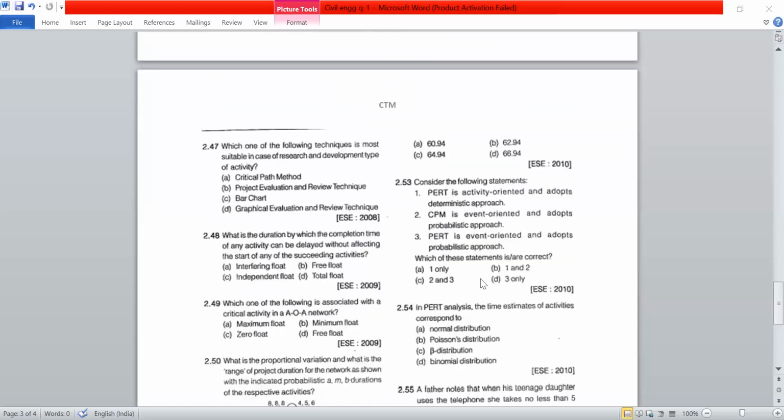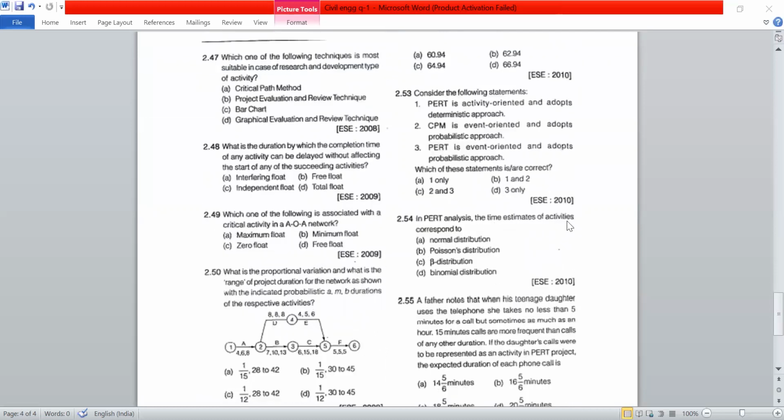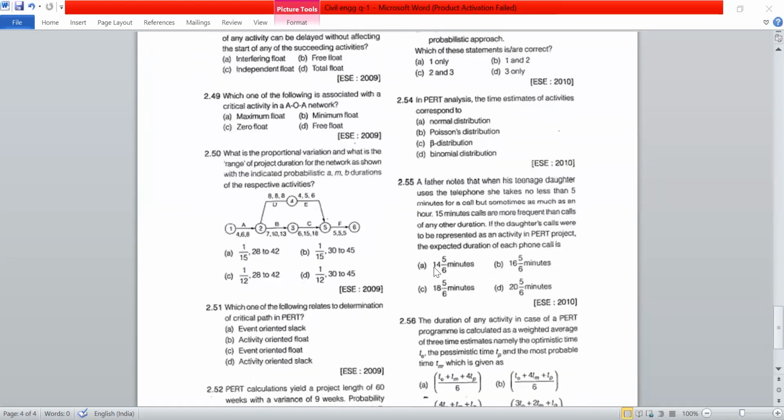Consider the following statements. Which of these statements are correct? So the right answer is only 3 is correct answer. In PERT analysis, the time estimates of activities correspond to beta distribution curve.